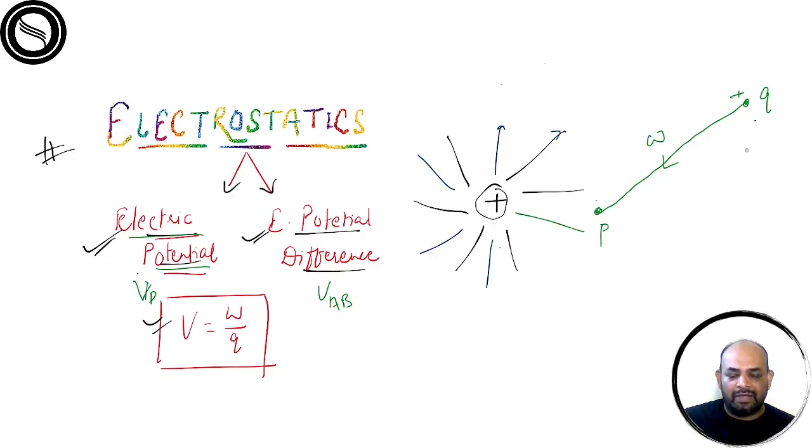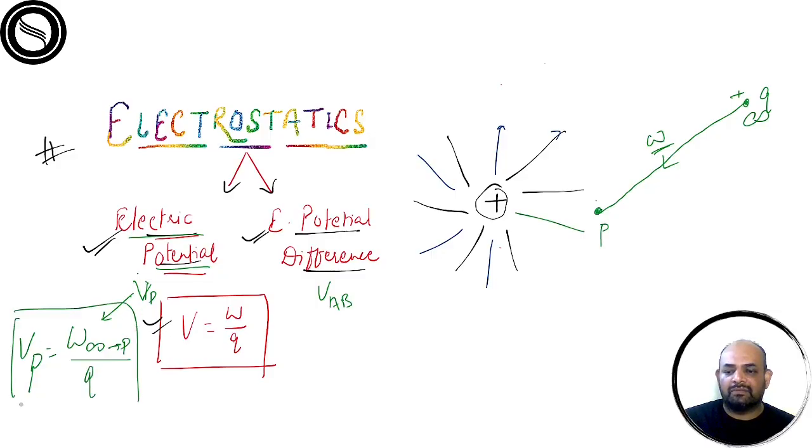If you bring a unit charge from infinity to a particular point P in an electric field, whatever work you do, that is known as the electric potential of that point. So now we can define the specific formula. Vp will be written as the work done in bringing a unit charge from infinity to the particular point P, divided by the test charge, because we have to consider per unit charge, meaning 1 coulomb. So this is one formula.